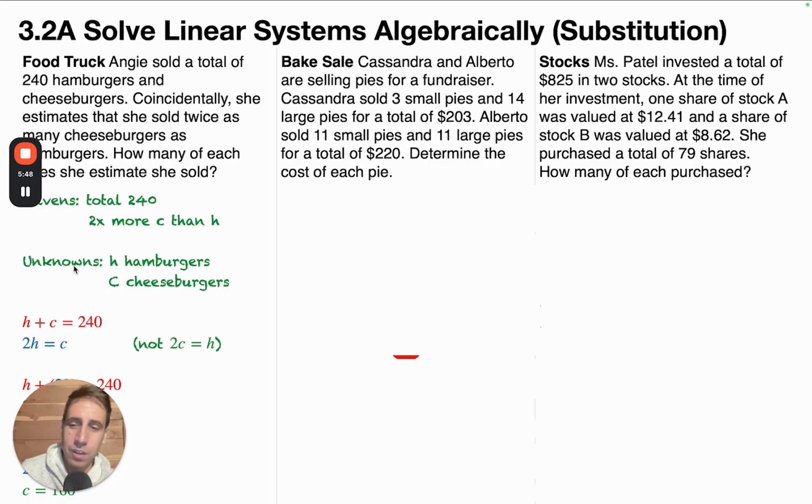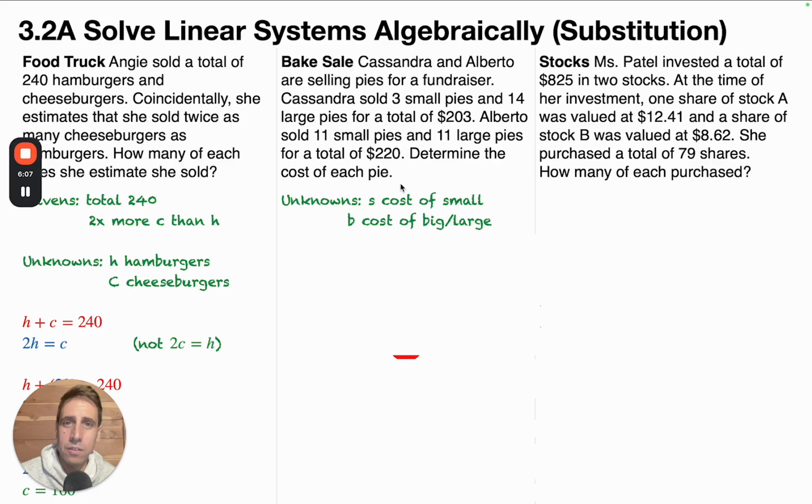All right, there's a lot going on here, so it's incredibly important to get organized. And I really like using the GUESS method. I'm actually going to write down the unknowns first. Determine the cost of each pie. You just look at the question, the cost of each pie. So I know there's 2 different kinds of pies. We got small pies and large pies. So S is going to be the cost of the small, and B is going to be the cost of the big or the large pie. I didn't want to use L because L looks like 1. So B is just different. So cost of a big pie, same thing as cost of a large pie.